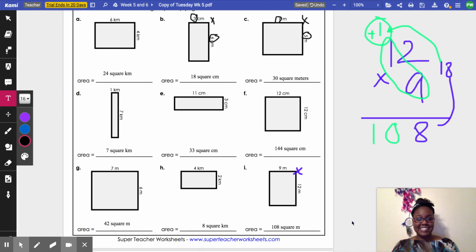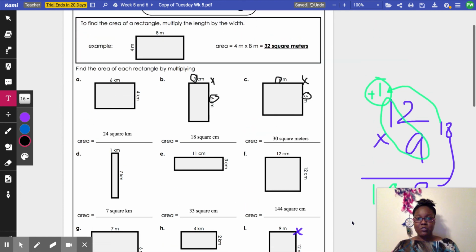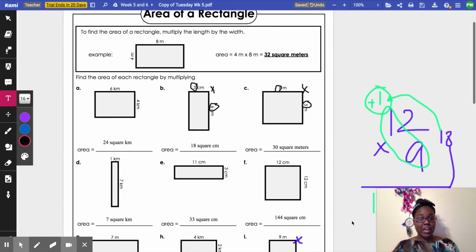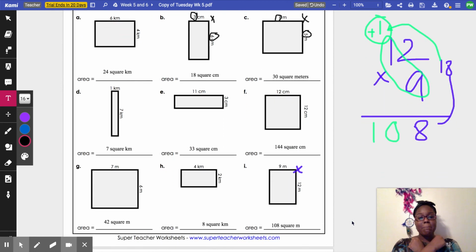And that is the end. I hope you've enjoyed learning about area and knowing that we multiply.